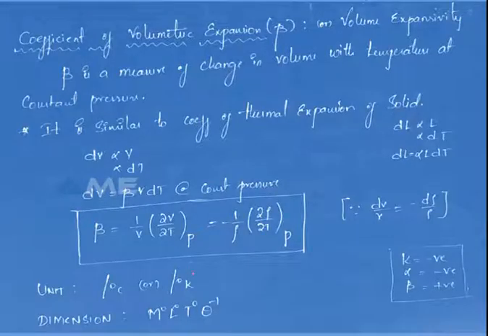Coming to coefficient of volumetric expansion, we can also call this the volume expansivity, and it is designated by beta. Coefficient of volumetric expansion is a measure of change in volume with temperature at constant pressure. In the previous case, we saw change in pressure with respect to volume at constant temperature, but now it is a change in volume with temperature at constant pressure.